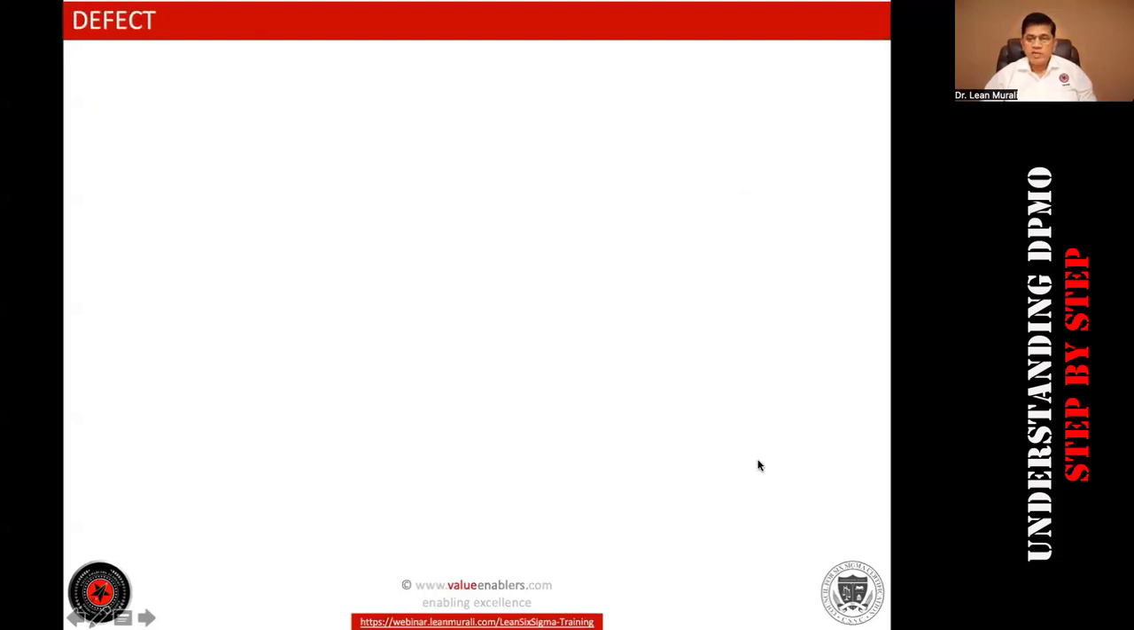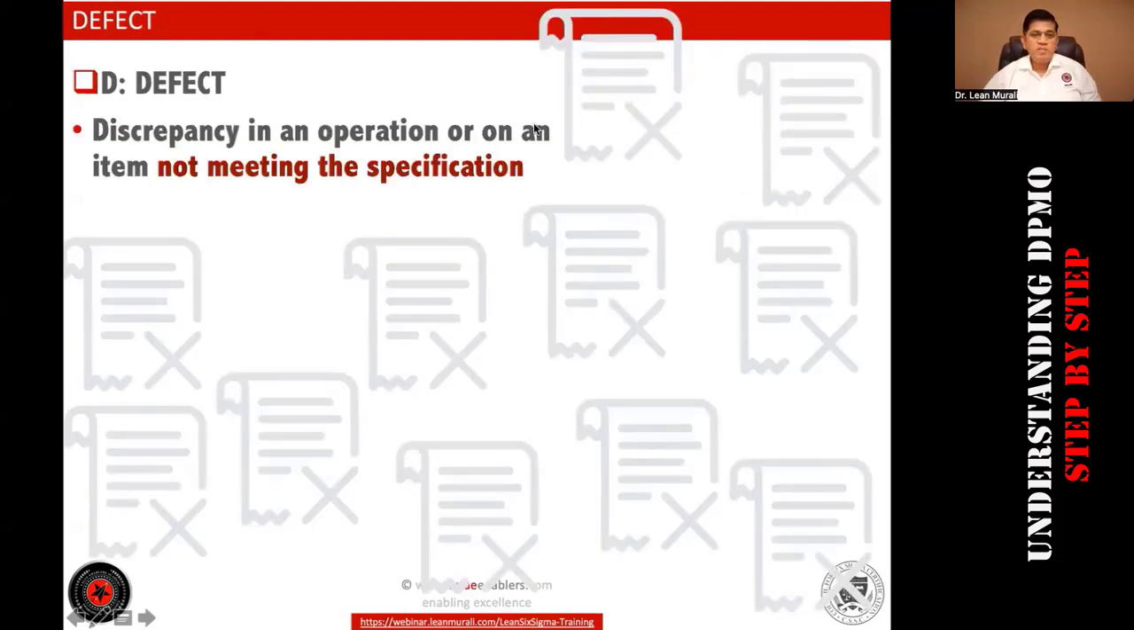So let's understand the definition of defects. A defect is a discrepancy in an operation or on an item not meeting the specification. If the definition of defect is clear, give me a 9 or 10 on a scale if you're super clear. So the definition of opportunity should be clear and the definition of defect also should be clear. All right, so there are 10 defects.